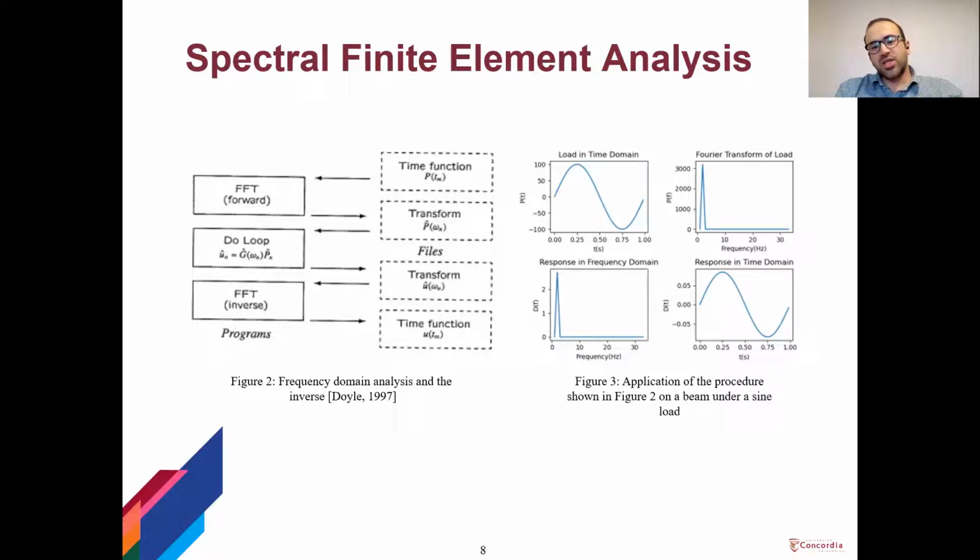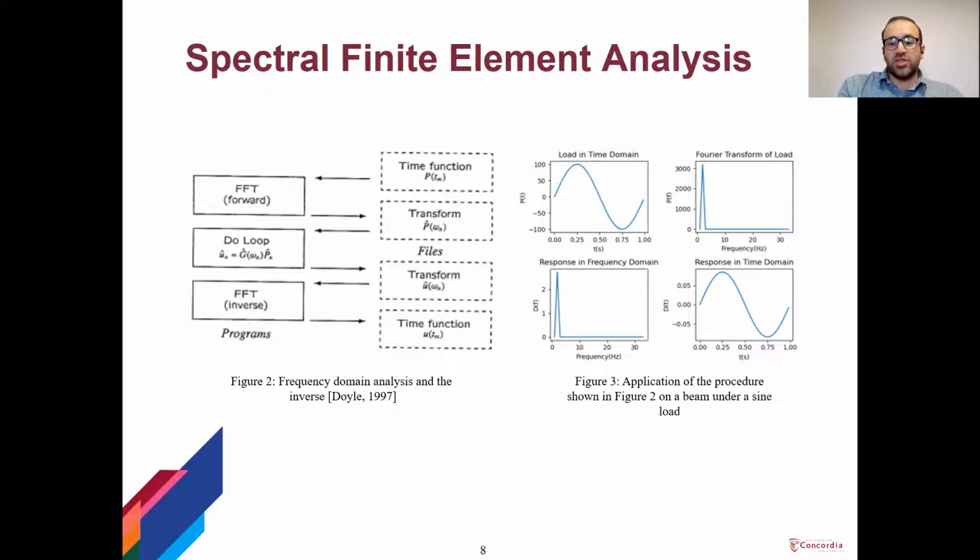So the advantage of the spectral finite element analysis over the conventional finite element method is that the spectral finite element method considers the exact mass distribution. This is because the shape functions that are used to create the stiffness matrix are derived from the dynamic form of the equation of motion.